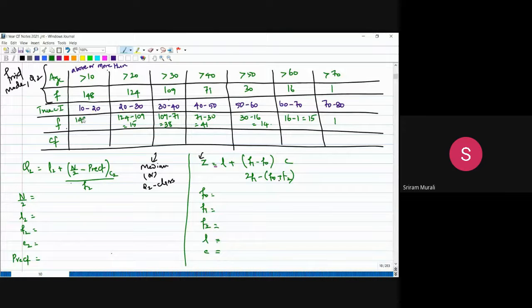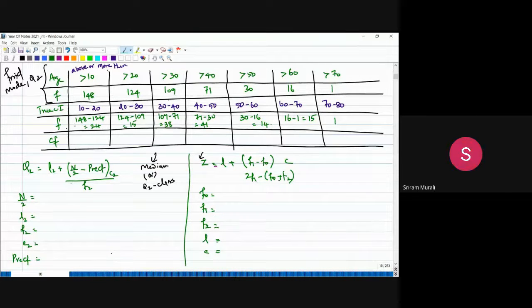For example, from 10 to 20, I should deduct 124 from 148, I get 24. So 24 students are in the age of 10 to 20. 15 students are in the age of 20 to 30. But in the given frequency, this 148 is inclusive of all, minimum 20 to 70. So we want to find exactly how many of them are in the age 10 to 20. That is why we are subtracting the preceding value. Have you understood? Yes, sir.